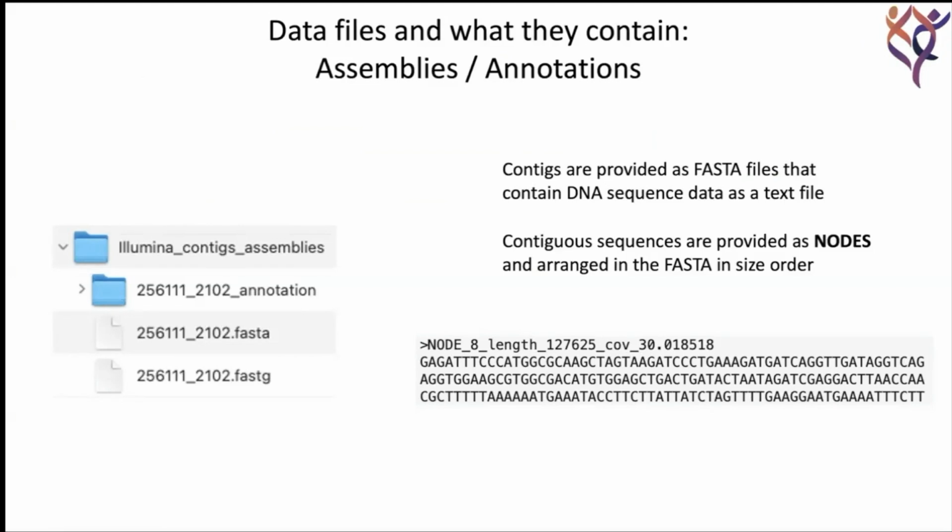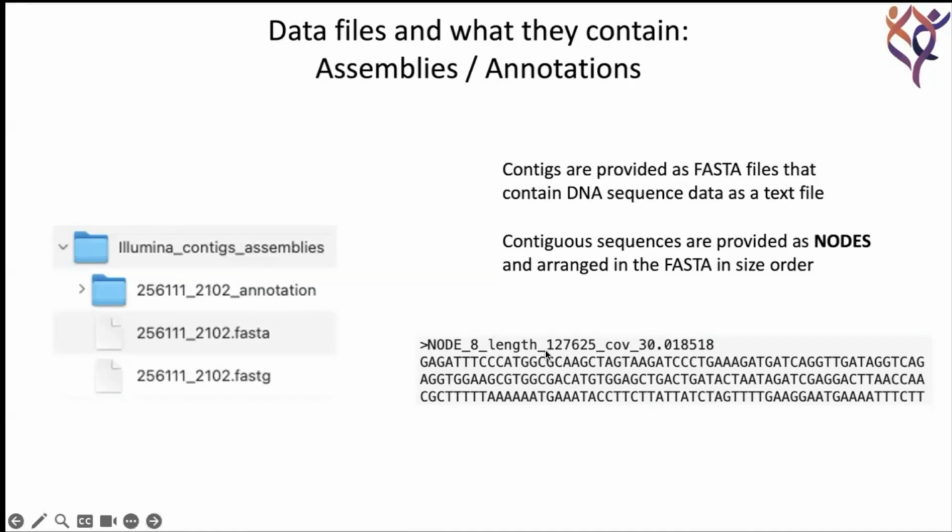You're provided with these contiguous sequences or contigs, and you can find those within a FASTA file that is usually labeled contigs or assemblies. So you've got your raw reads, and then you've got your contigs or assemblies. And within those contigs assemblies, you'll find the FASTA file, which is the DNA sequence of each contig, or as called here, nodes. And nodes within this file, they're arranged in size order.